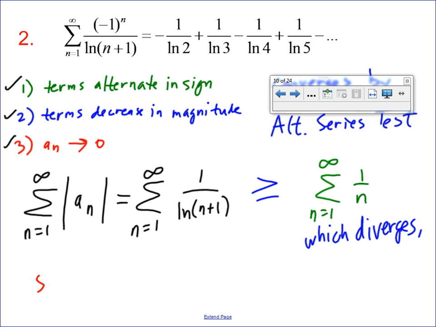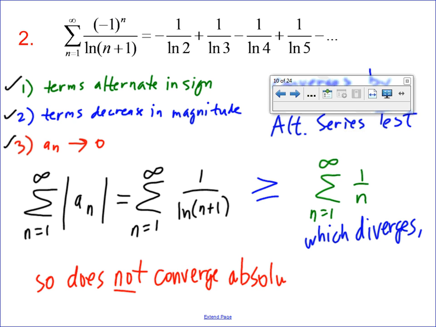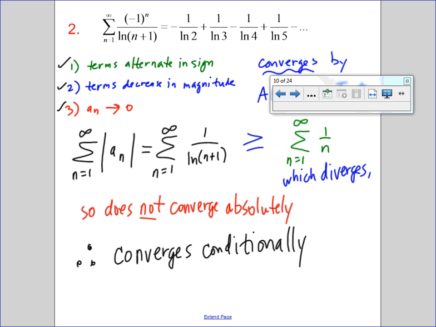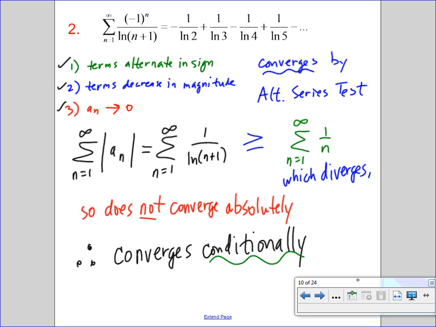So the original series does not converge absolutely, and yet it does converge. Therefore, what type of convergence is it? Converges conditionally. So if a series converges but does not converge absolutely, it's said to converge conditionally.